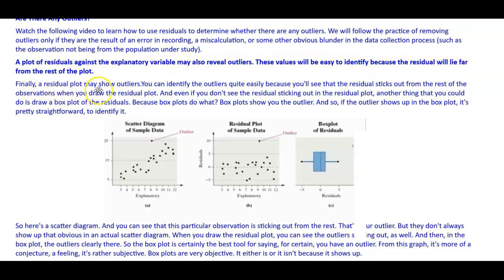Finally, a residual plot may show outliers. You can identify the outliers quite easily because you'll see that the residual sticks out from the rest of the observations when you draw the residual plot.